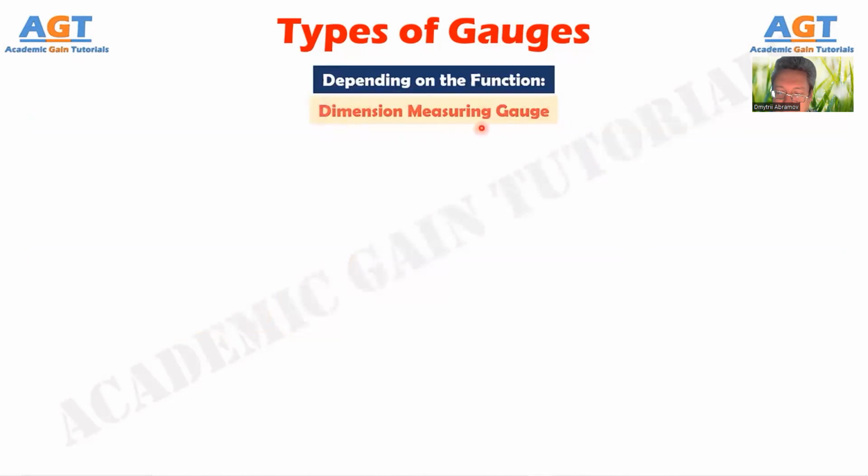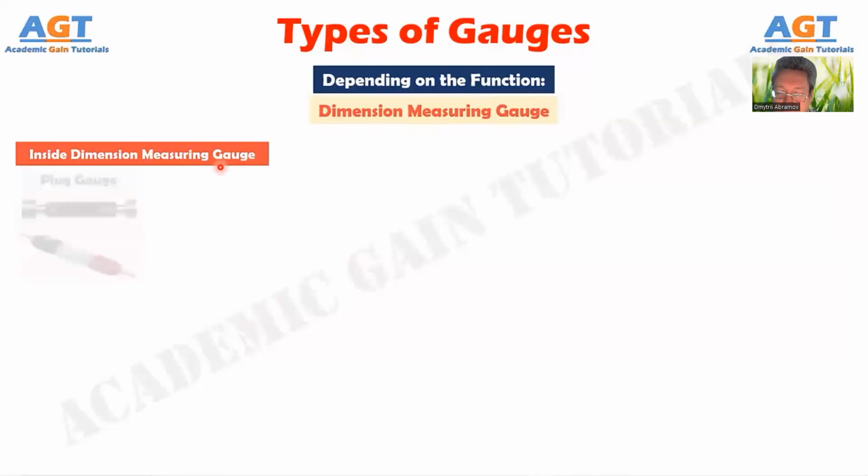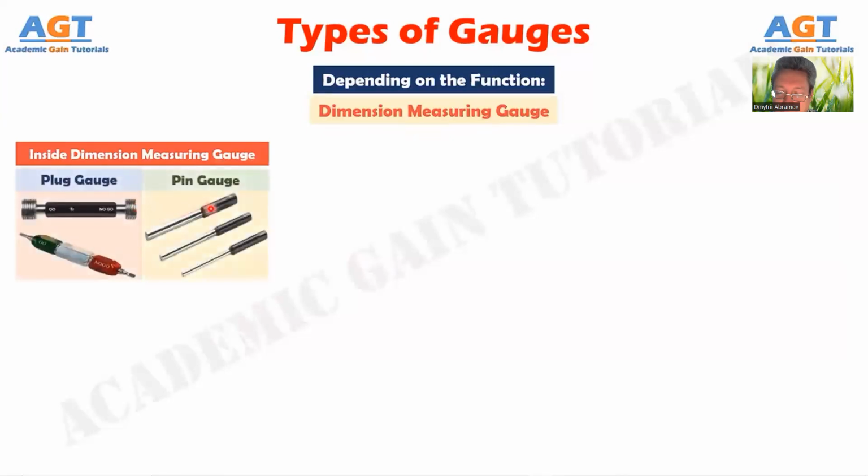This dimension measuring gauge is classified into 3 other types, which include inside dimension measuring gauge. Inside dimension measuring gauge is used to measure the inner or inside diameter, width, height, etc. For example, the inner diameter of a bolt can be measured by a plug gauge. Inside dimension measuring gauge is classified into different types, such as plug gauge and pin gauge.